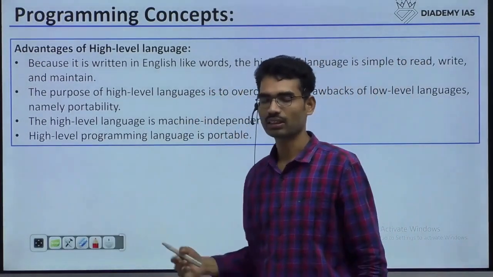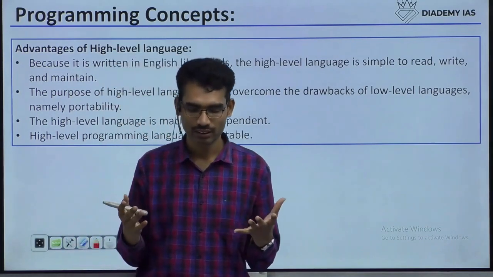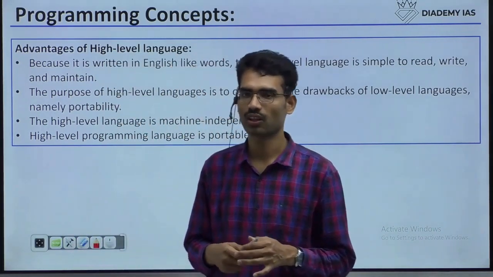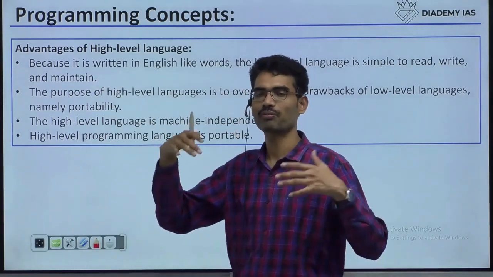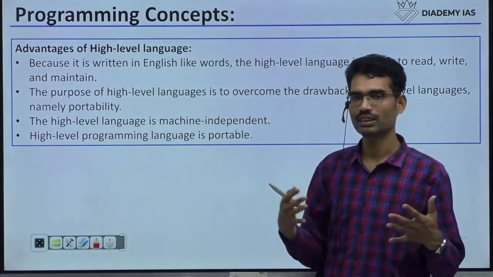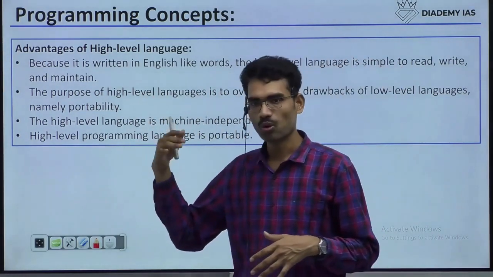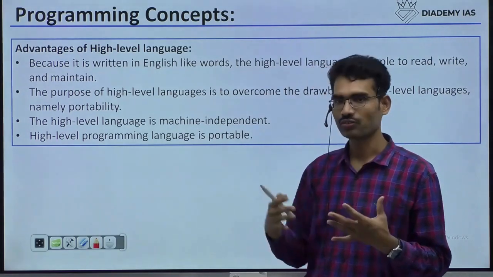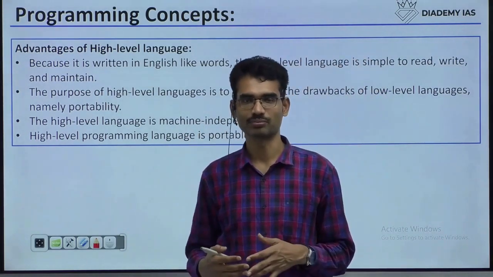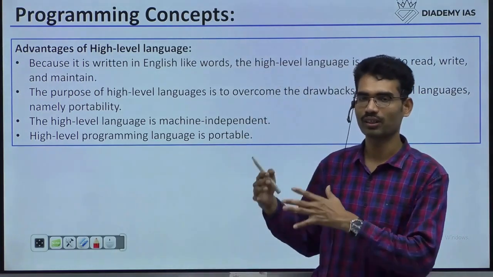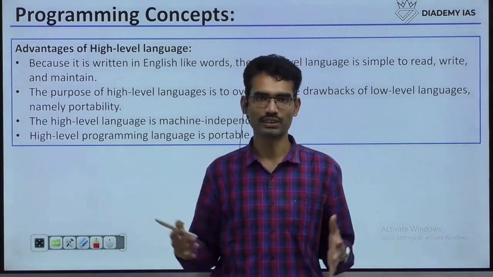Advantage, same thing. When it comes to advantage, we human beings cannot understand low-level languages. Ones and zeros are always very, very difficult to understand. That's why high-level languages are becoming very popular, because everyone can easily understand them and they can write the code. As a result, more and more software professionals emerged after the 1960s and 70s. Today, India is also one of the leading producers or exporters of software in the world itself.